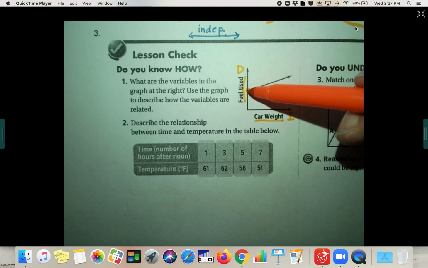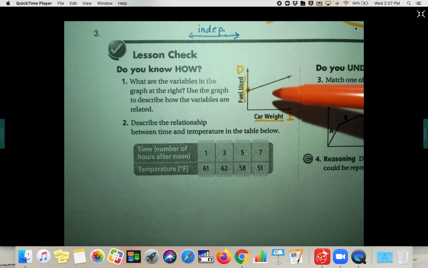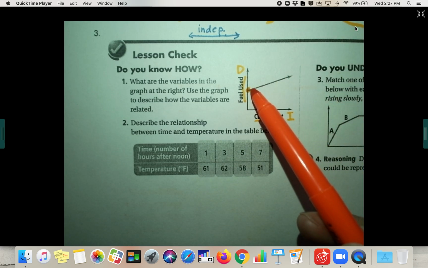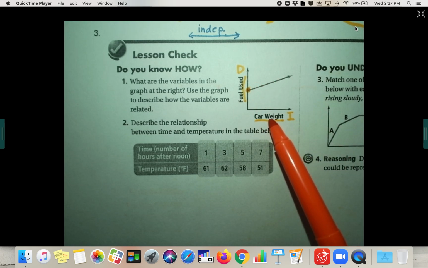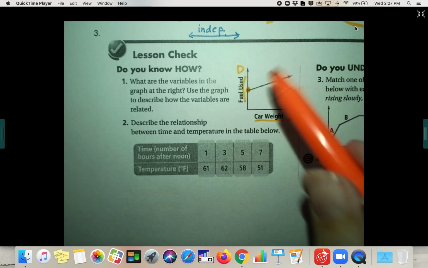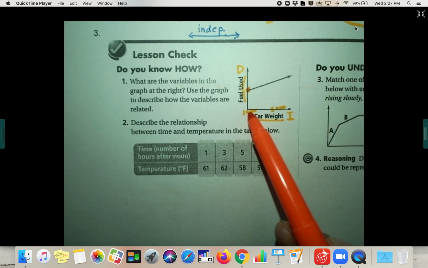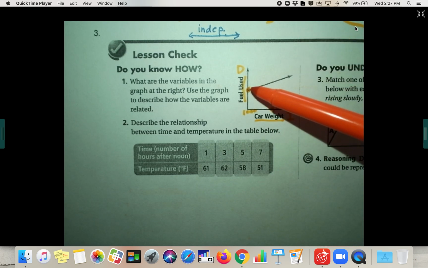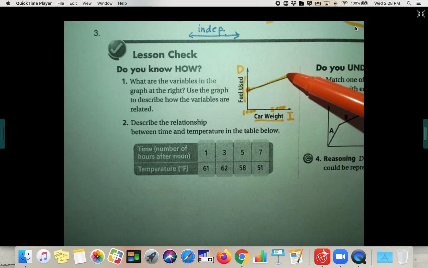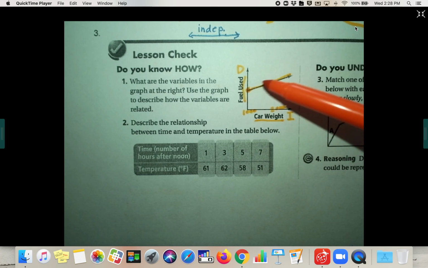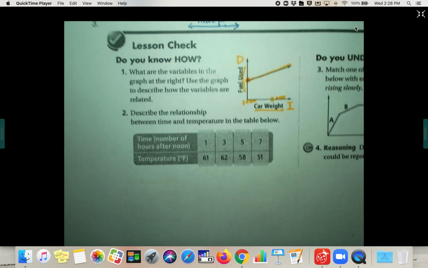So let's say that a car's weight starts at, I don't know, 1,000 pounds. I have no idea. Maybe it's a smart car. As the weight increases, let's say this is 1,000 pounds, and this is 2,000 pounds, as the weight increases in the car, the amount of fuel it uses increases. So that is how the variables are related. The heavier the car, the more fuel it will be using.